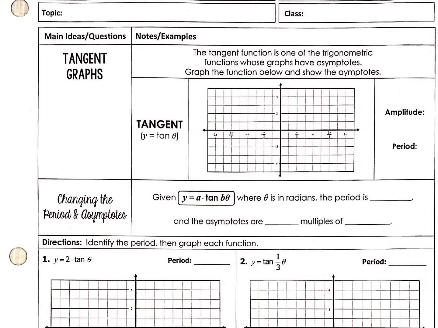So let's start off by remembering that the unit circle has the following properties. So let's just put in our radian measure. So 0, pi over 2, pi, 3 pi over 2, and back to 2 pi.